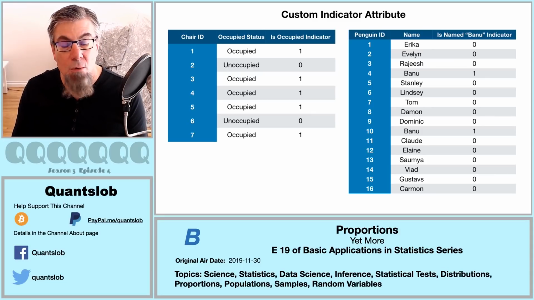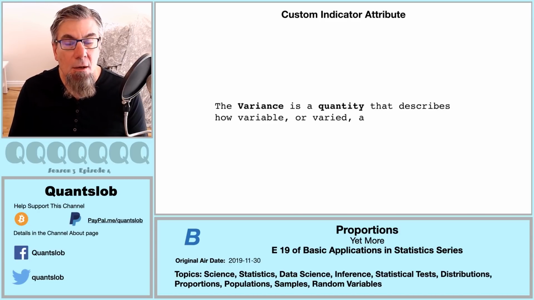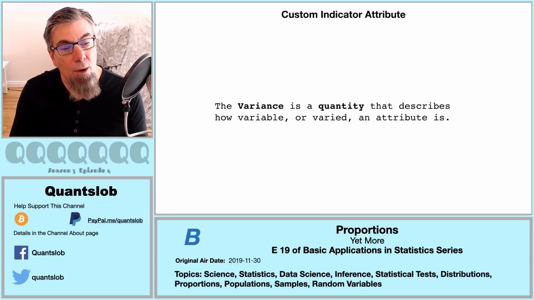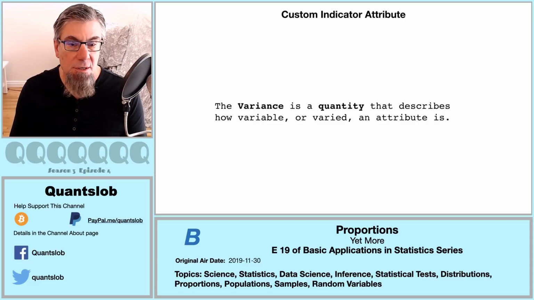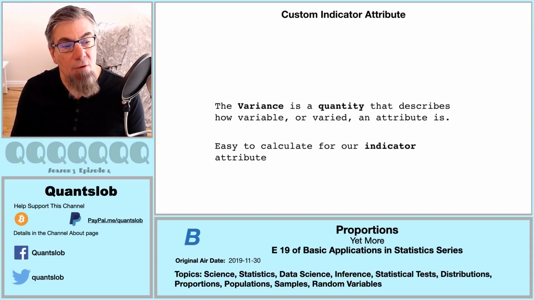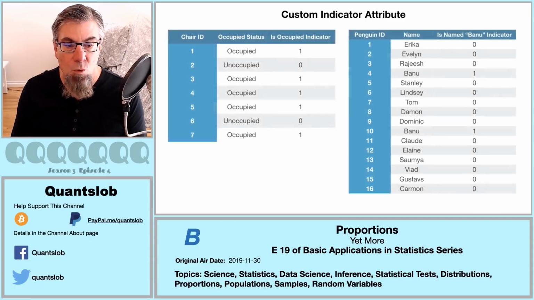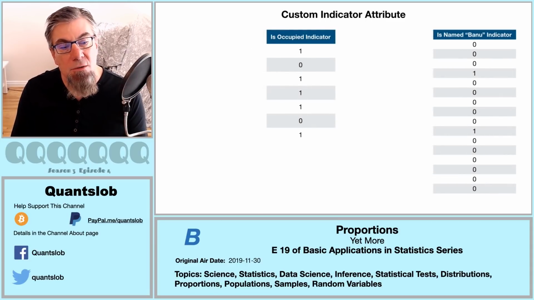Another important consequence, and one we have not introduced here on Quantslob, is that now that we have our indicator attribute, we can quantify how varied this attribute is. The so-called variance is a very useful way to talk about how varied a quantity is. We have not yet discussed how to calculate variance, but it turns out that for a proportion, we can calculate the variance of our indicator attribute simply as a function of the proportion value itself. And this, by the way, is quite different and, fortunately, much simpler than with quantitative attributes more broadly. It turns out that the variance of our indicator is simply the proportion value times the value subtracted from 1.